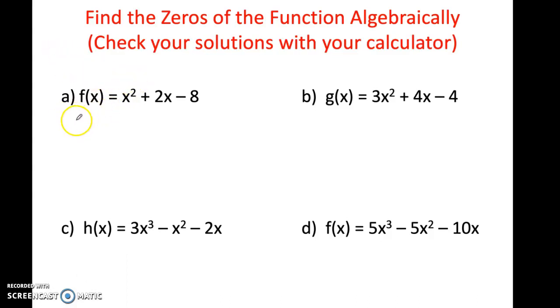So if we want to find the zeros of this function algebraically, you want to put it into intercept form. So you're going to factor if you can, and if we can't, we'll see what to do in the next slide, and then set each factor equal to 0.